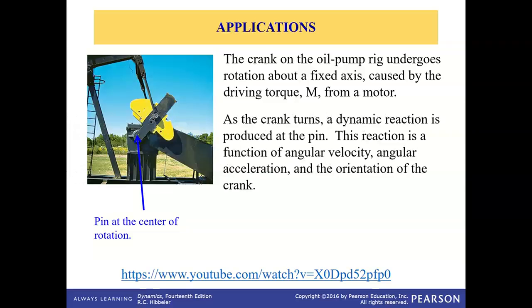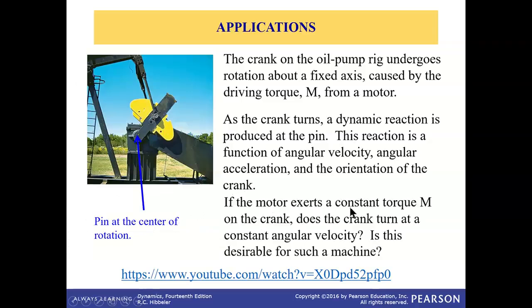What are the applications of a rigid body undergoing pure rotation? This is the example of the crank on an oil pump rig. The crank undergoes rotation about a fixed axis caused by a driving torque M from a motor. As the crank turns, a dynamic reaction is produced at the pin. This reaction is a function of angular velocity, angular acceleration, and orientation of the crank. In other words, this reaction depends on theta, omega, and alpha.